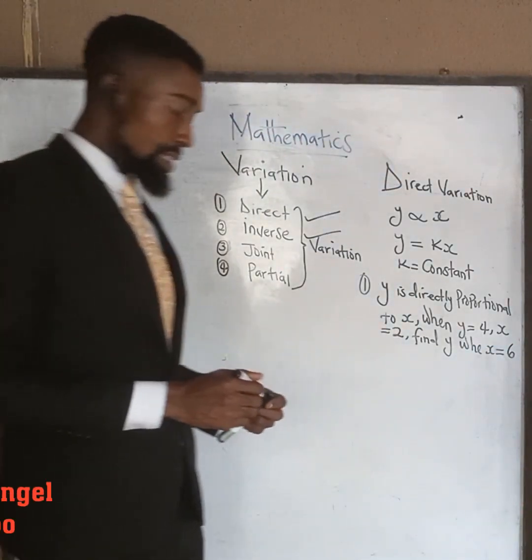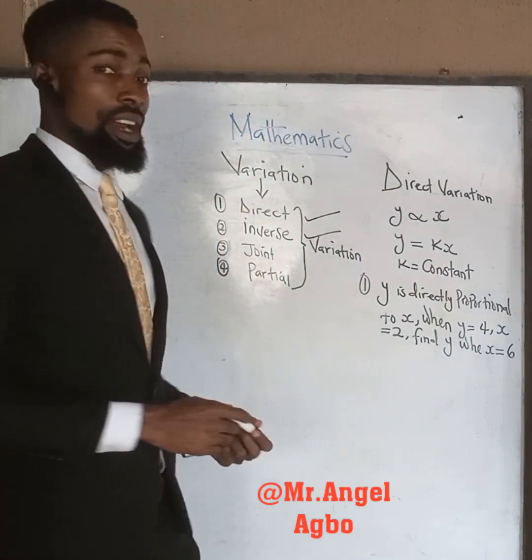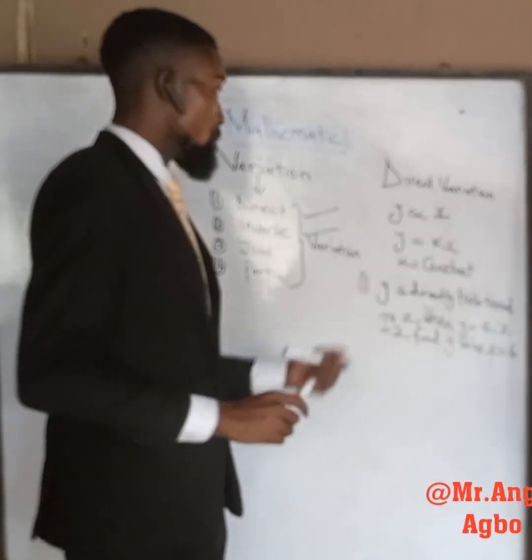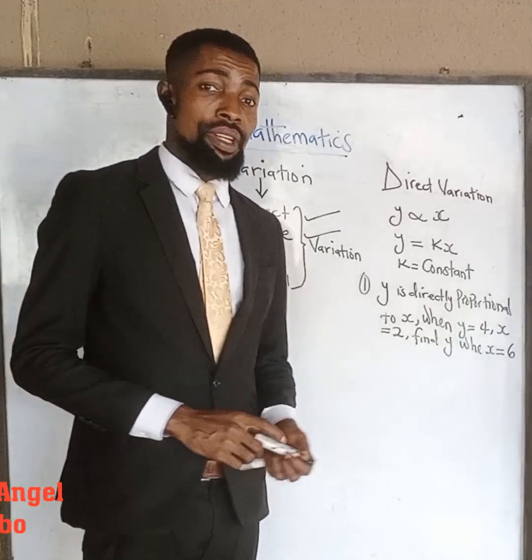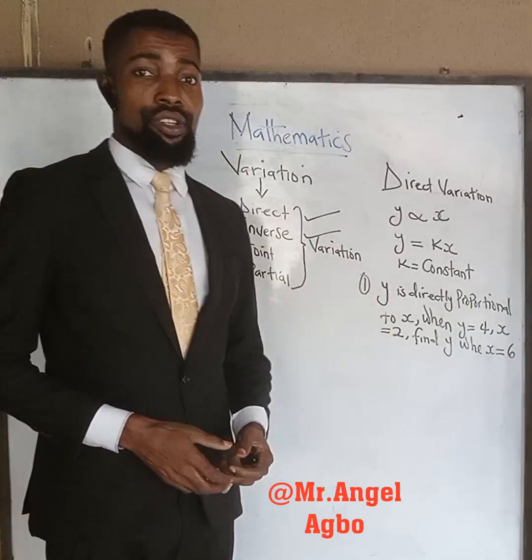Can you see it? This is question number 1. Under direct variation, we'll take only one question, and we'll also take one question under inverse variation. So we are taking direct variation first.